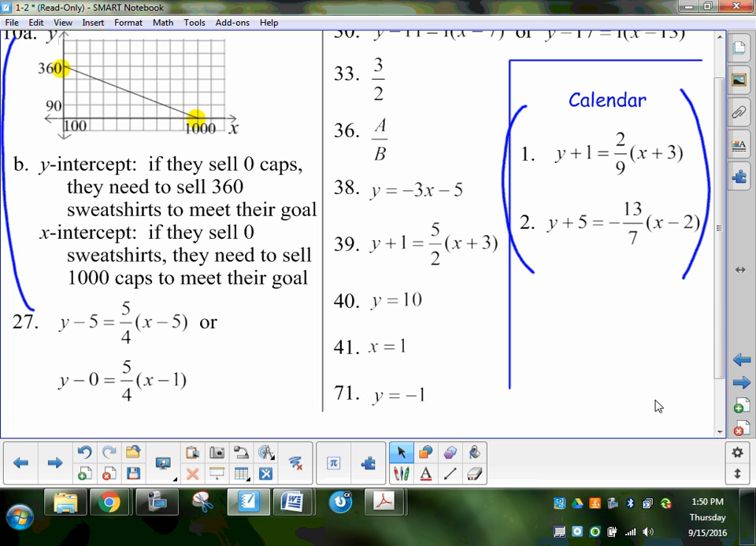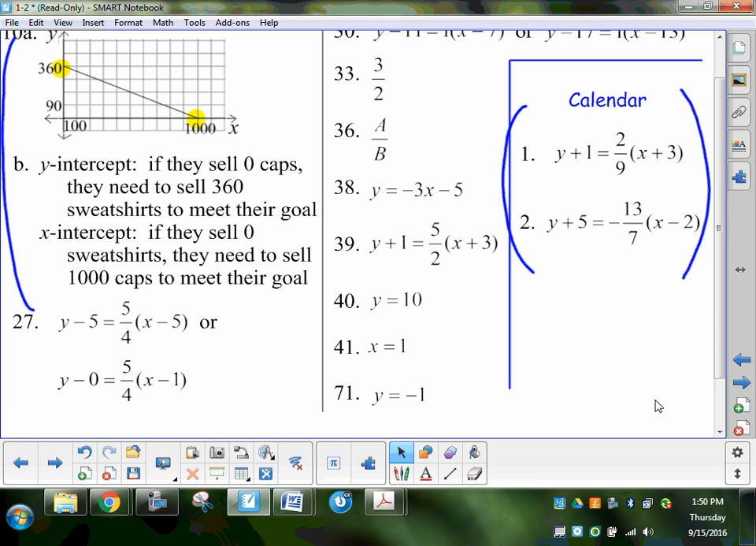And then the B question says, well, what do these mean? What do the intercepts represent in context to the situation? So I know what the x-intercept value is. I'm asking you, what does it mean? Well, the equation that you're given represents the number of hats and sweatshirts or something that they sold? Is that right? Yeah. So in this case, when I'm looking at the point (0, 360), that means if they sell 0 caps, they need to sell 360 sweatshirts in order to meet that amount. And the x-intercept says if they sell 0 of the sweatshirts, they need to sell 1,000 of the caps in order for it to make sense. So that's putting it in context.